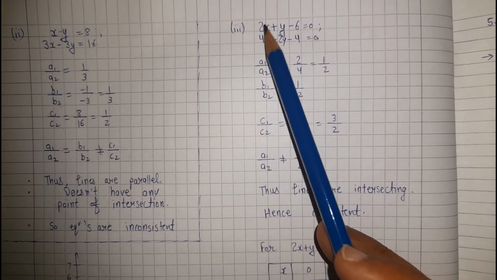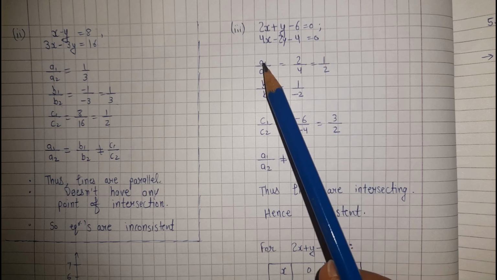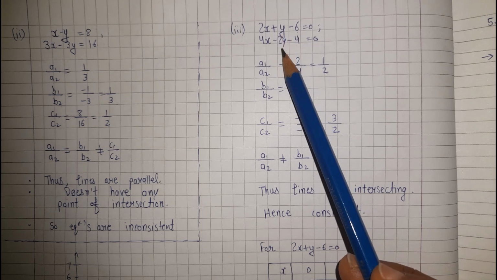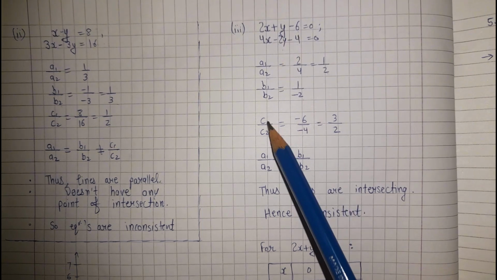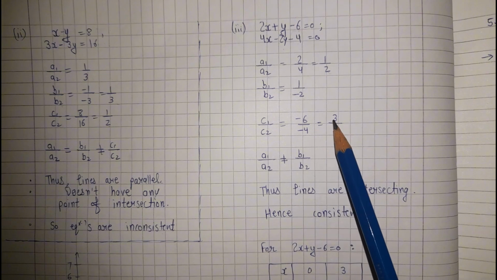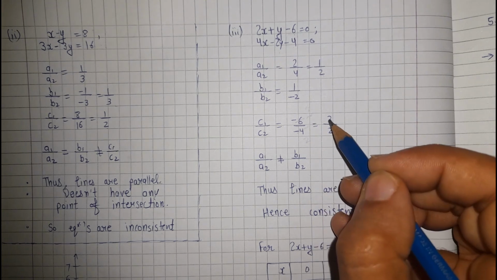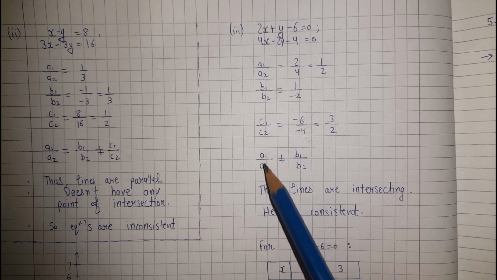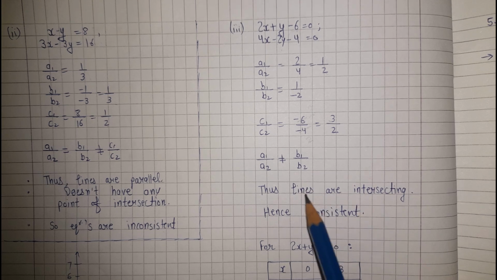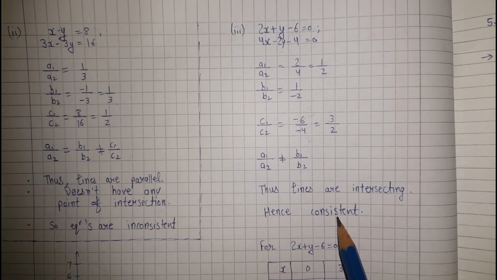Third part, 2x plus y minus 6 equals 0, 4x minus 2y minus 4 equals 0. Here a1 upon a2 is equal to 1 upon 2 and b1 upon b2 is equal to 1 upon minus 2. c1 upon c2 is equal to minus 6 upon minus 4, that is 3 upon 2, by cutting by 2. a1 upon a2 is not equal to b1 upon b2. So this is a case of intersecting lines, that is, these two lines are intersecting, hence consistent.